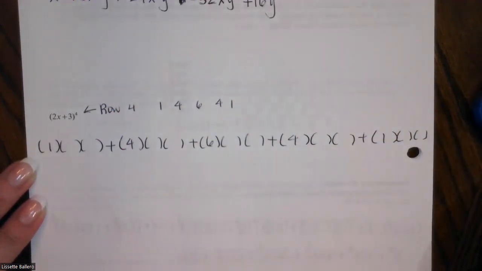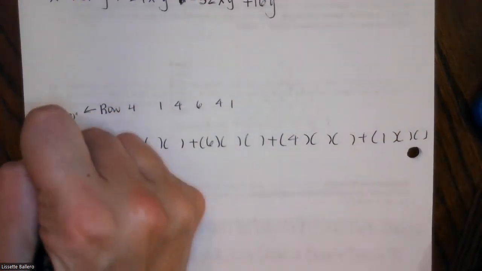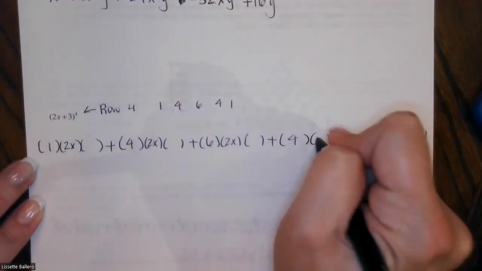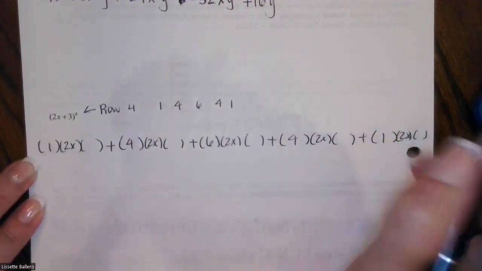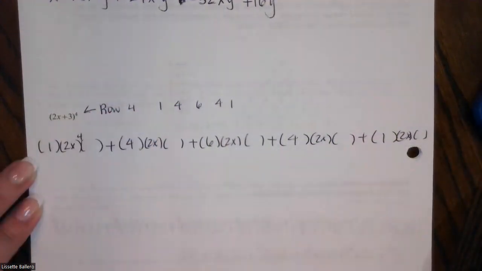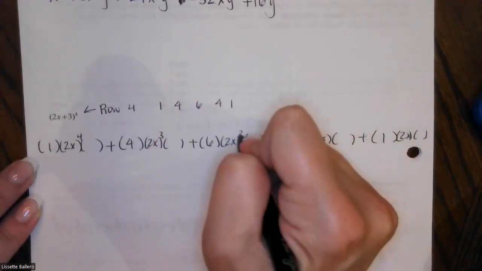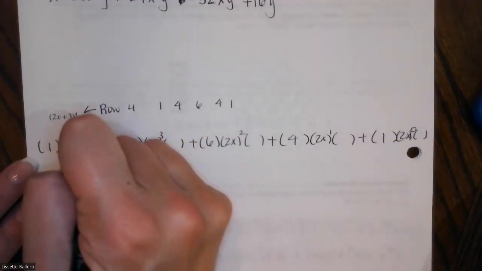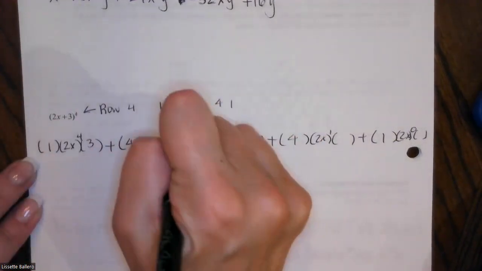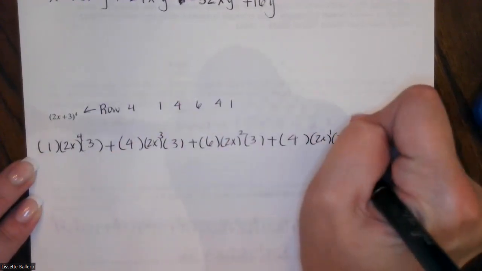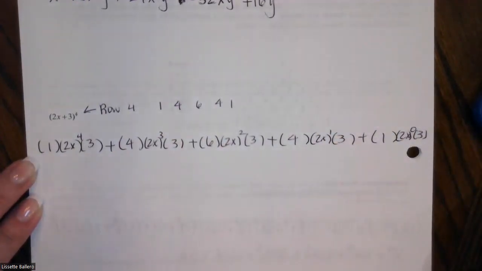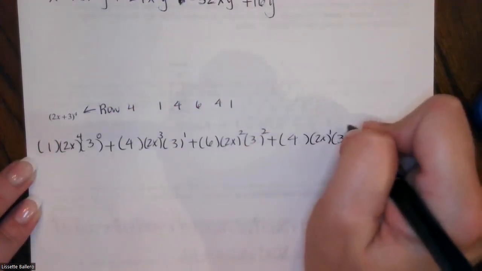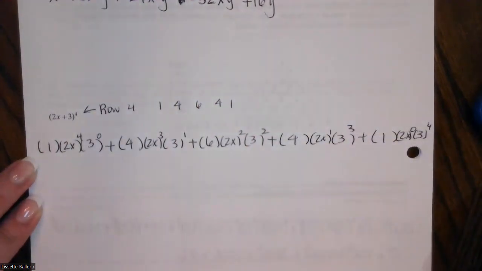And so there's my coefficients from the Pascal's triangle. And then I put my terms. And so 2x, 2x, 2x in each one of those. I start with the same exponent. So that's going to be 4. And then I go down 3, 2, 1, and 0. Then I put my second term, which in this case is 3. And that one I'm going to start with 0, and then it's going to move up. So 0, 1, 2, 3, and 4.